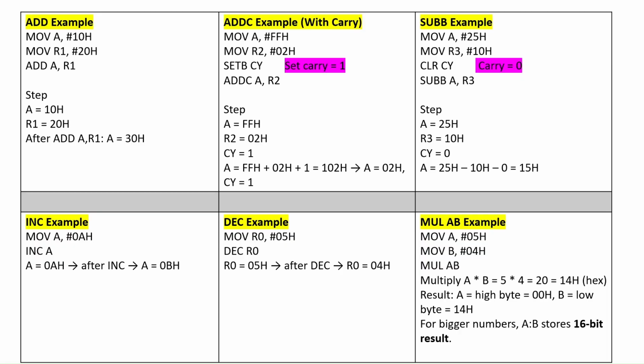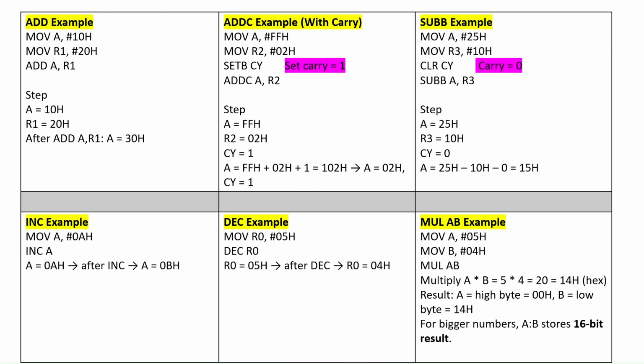The accumulator equals 25H. Register R3 equals 10H. The carry flag equals 0. Calculation: 25H minus 10H minus 0. Result: A equals 15H. The result is stored in the accumulator.